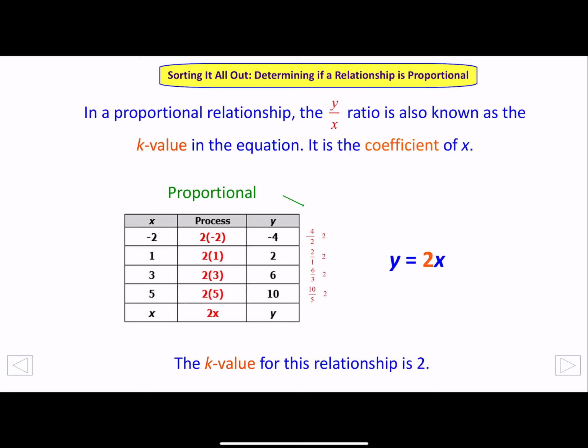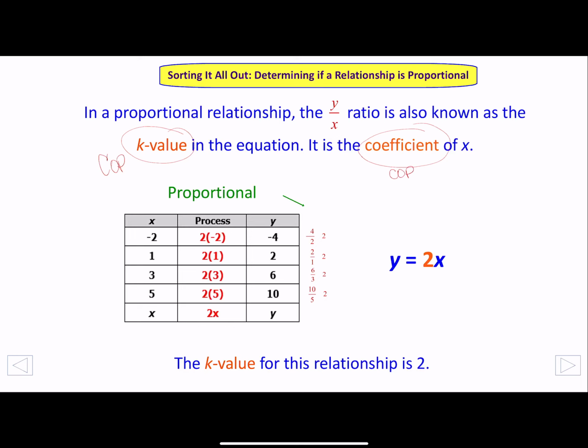In a proportional relationship, the y over x ratio is also known as the k-value, okay? Another name for constant of proportionality. And it's also the coefficient of x, also the constant of proportionality, okay?